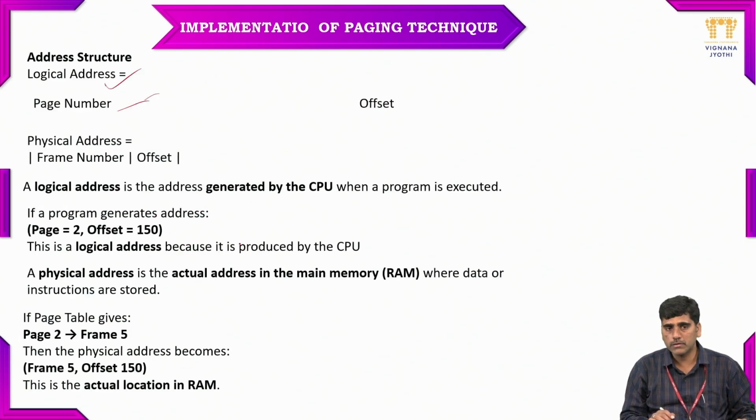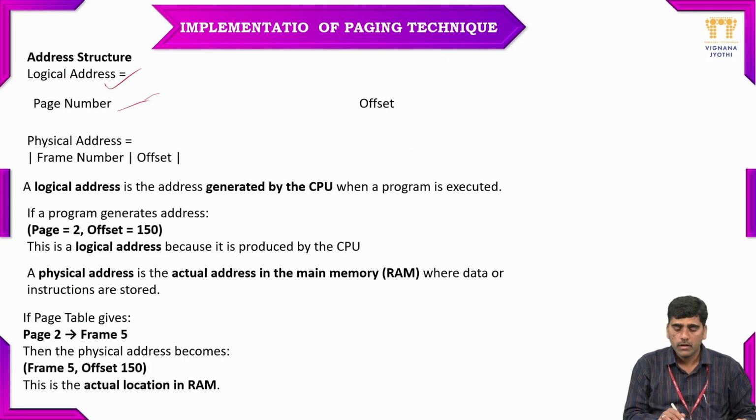So here the logical address is the page number and offset. With this we have to find the physical address. The physical address is formed with the frame number and offset.